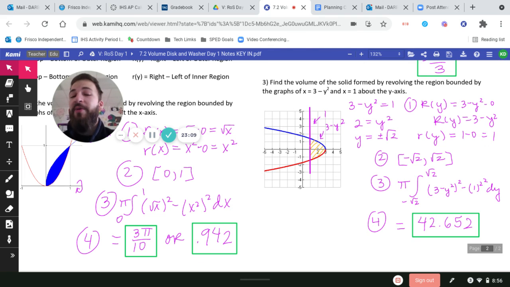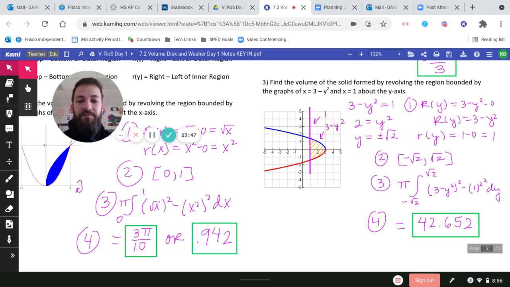Solve out for those y values where we intersect, and we get y is equal to positive or negative square root of 2. Then our furthest right function is 3 minus y squared, so 3 minus y squared minus 0. Left function is 1, so 1 minus 0. For big R and little r, the interval is negative root 2 to positive root 2. Integral is pi times the integral from negative root 2 to positive root 2 of 3 minus y squared, minus 1 squared, lots of squares, dy, and then it's the gross one. We can't even get a nice pretty number with pi, so we just get 42.652.